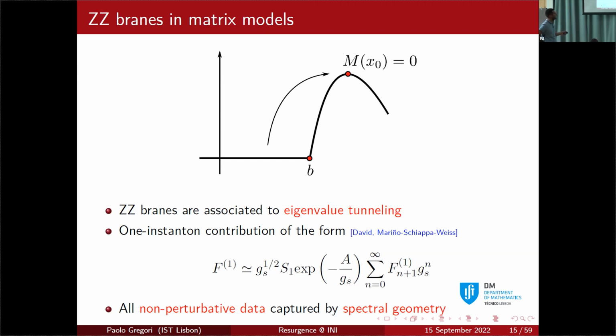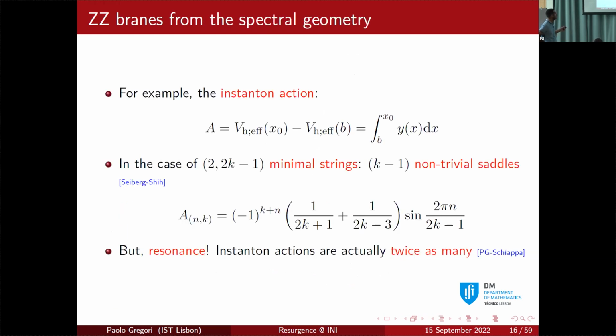Now, the very nice thing about this story is that all the non-perturbative data contained in this equation, so the instanton action and all the coefficients around this one-instanton configuration, are captured by the spectral geometry, in the sense that if I give you the spectral curve, I can compute all this data using some form of topological recursion. Well, the very basic example is the instanton action that I can compute essentially by computing the difference between the potential at the non-trivial saddle and the potential at the endpoint of the cut. And this is just an integral of the spectral curve.